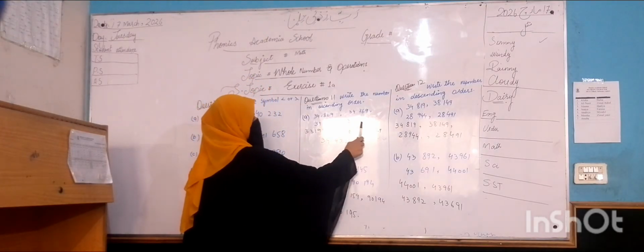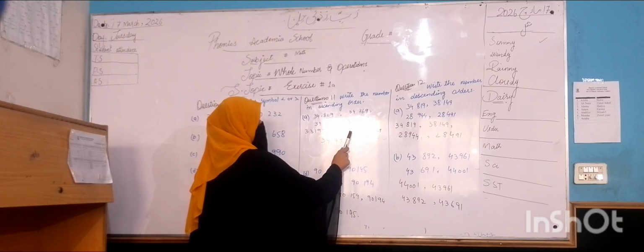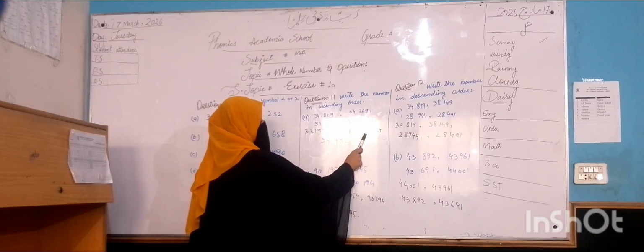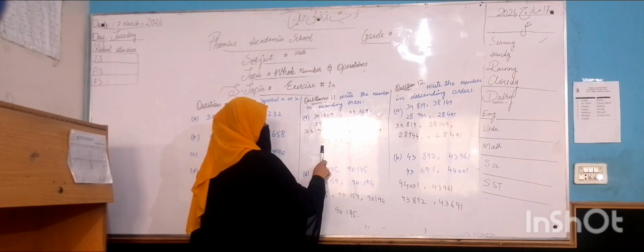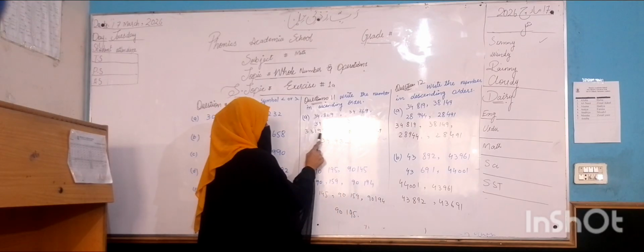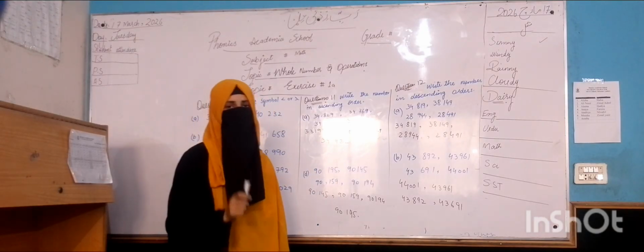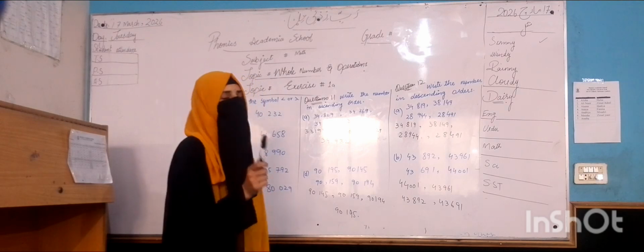So the smallest value is 33,199, then 34,769, 34,829, and the greatest value is 34,932. Remember that when you do ascending order, you arrange the order from smallest to greatest.